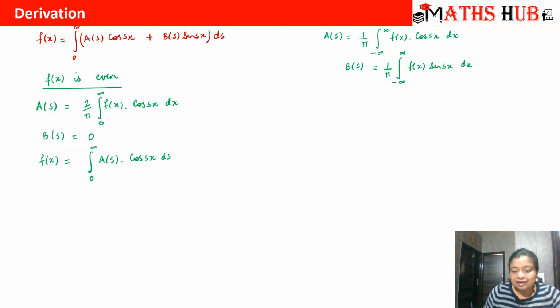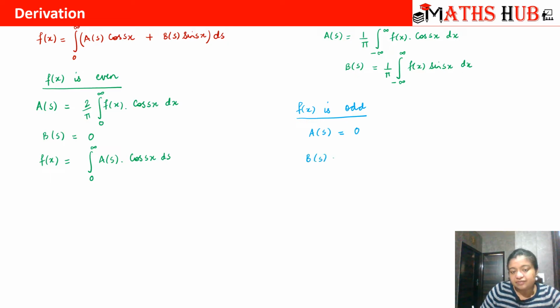Now let us take the second case when the function is odd. When the function is odd, what will happen? In that case, let us take the coefficient A of s. f(x) is odd, cos is even. So odd into even is odd. So in that case, A of s will now become 0.